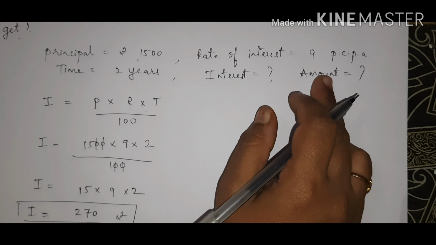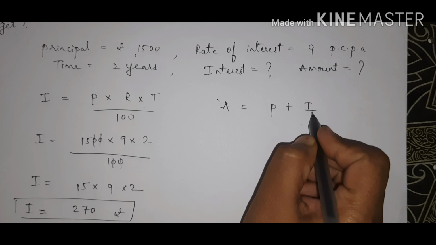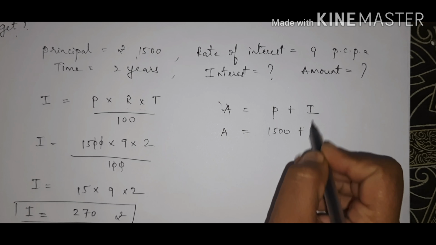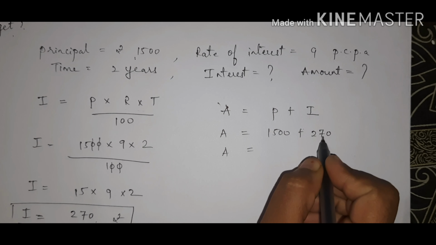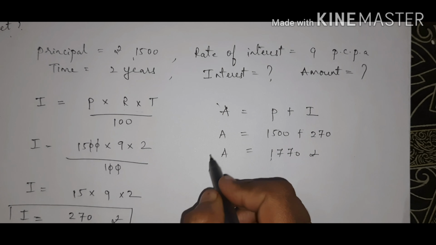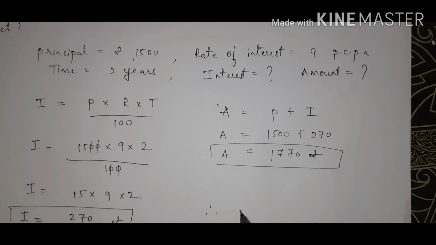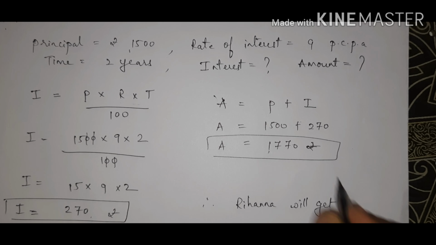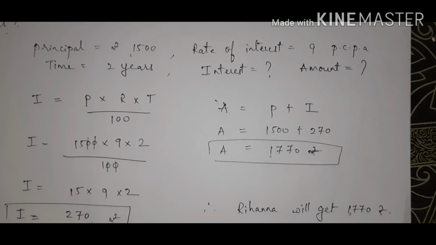After finding out interest, we have to find out the amount also. So the amount formula is principal plus interest. So A is equal to principal, which is already given, that is 1500, plus interest, which we have also found, that is 270. So A is equal to 1500 plus 270, which will give you 1770 rupees. So what was the question asked? What total amount will she get? Therefore at last you will write: Rihanna will get, or she will get, you can write like that also, 1770 rupees. So here we have ended our first sum.